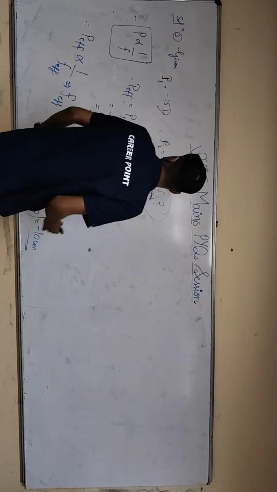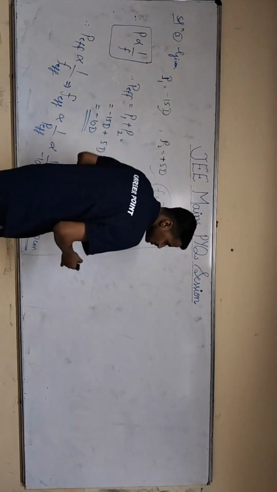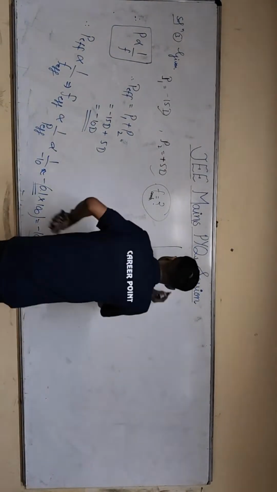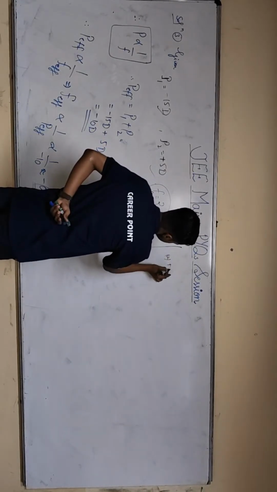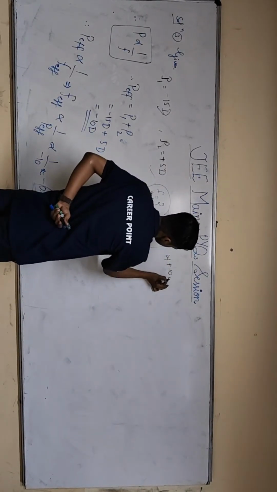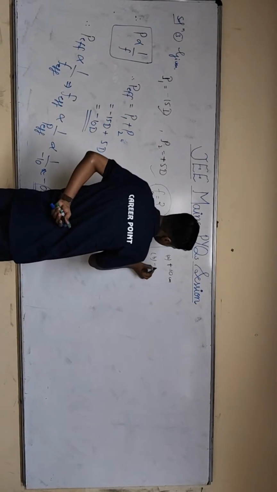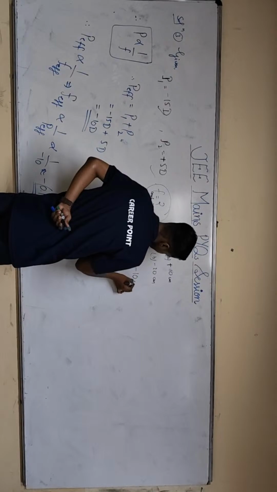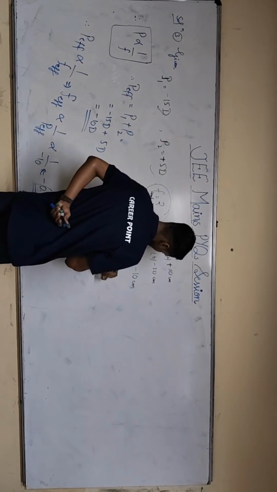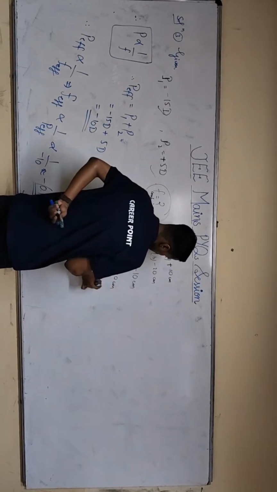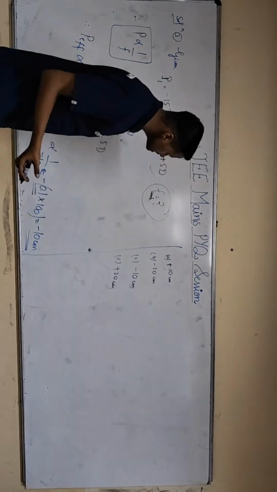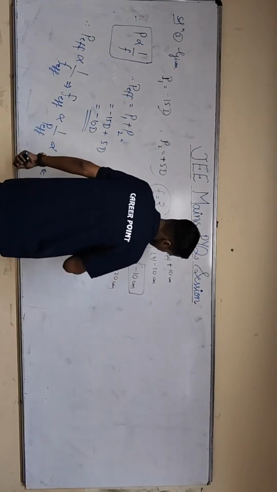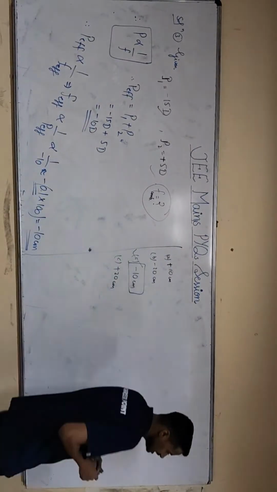So there are four options, as you know very well: plus 10, minus 20, minus 10, and plus 20. So pick the right option. Your minus 10 means your correct answer is option number C. I hope this is clear to you.